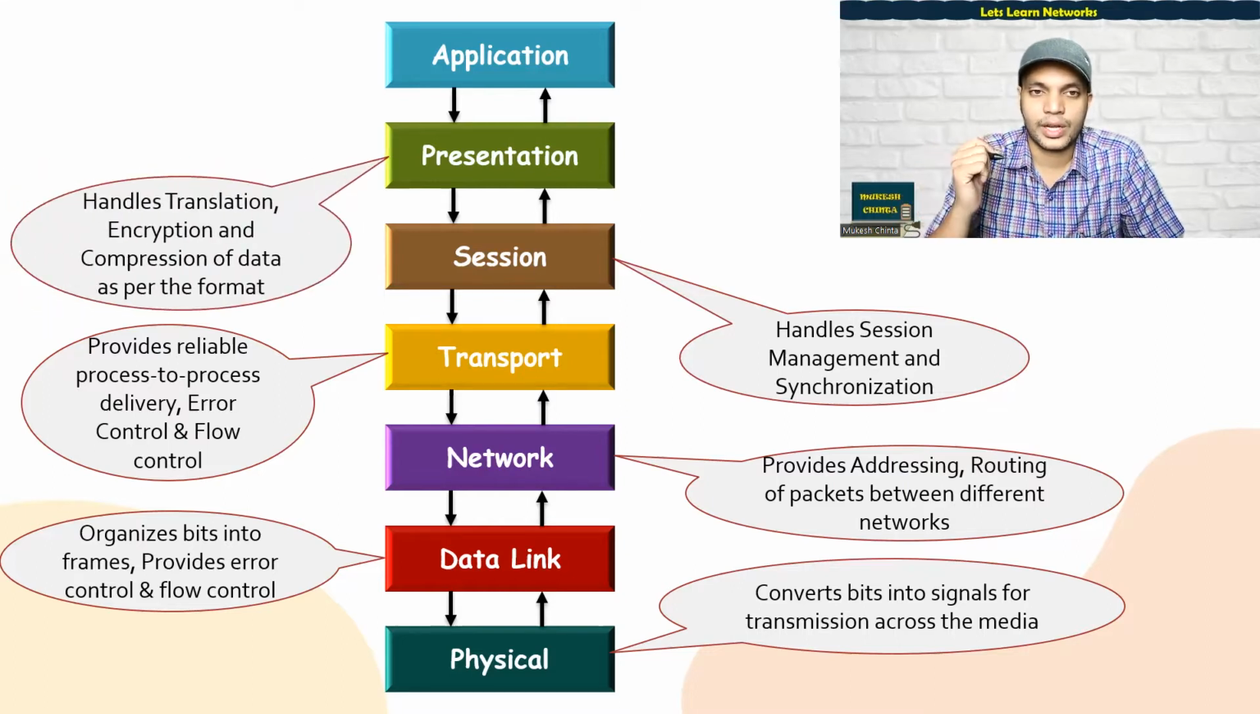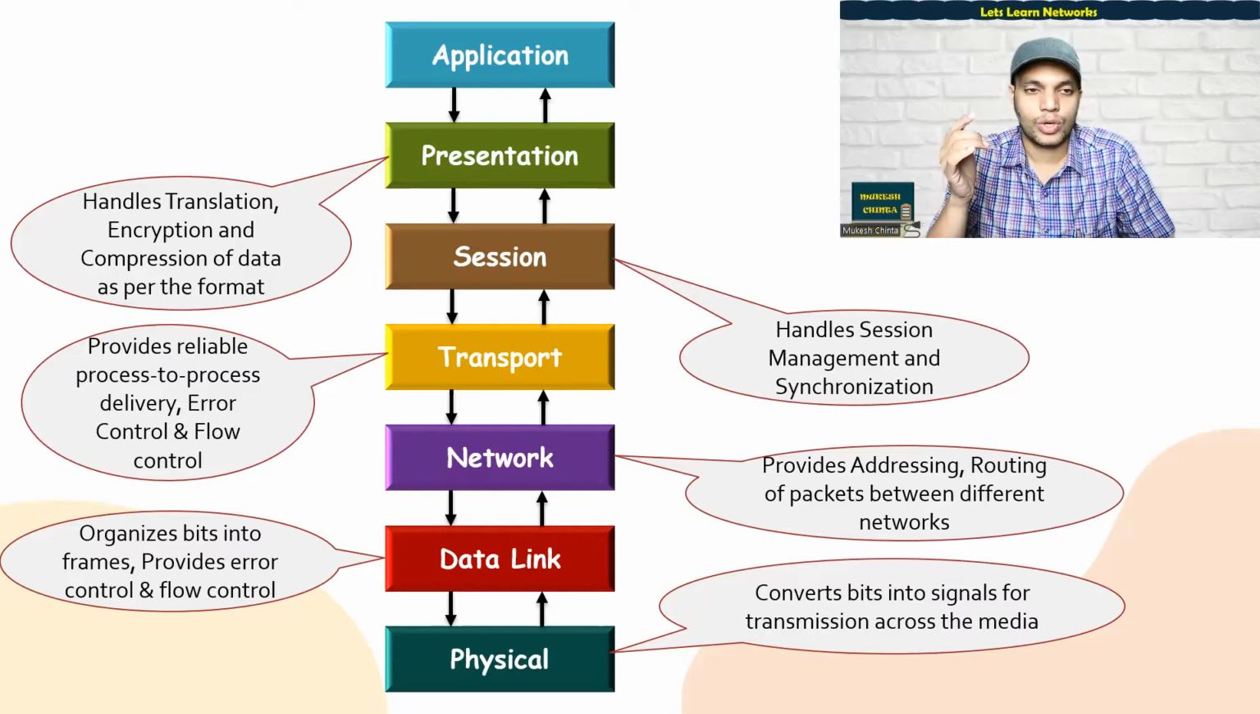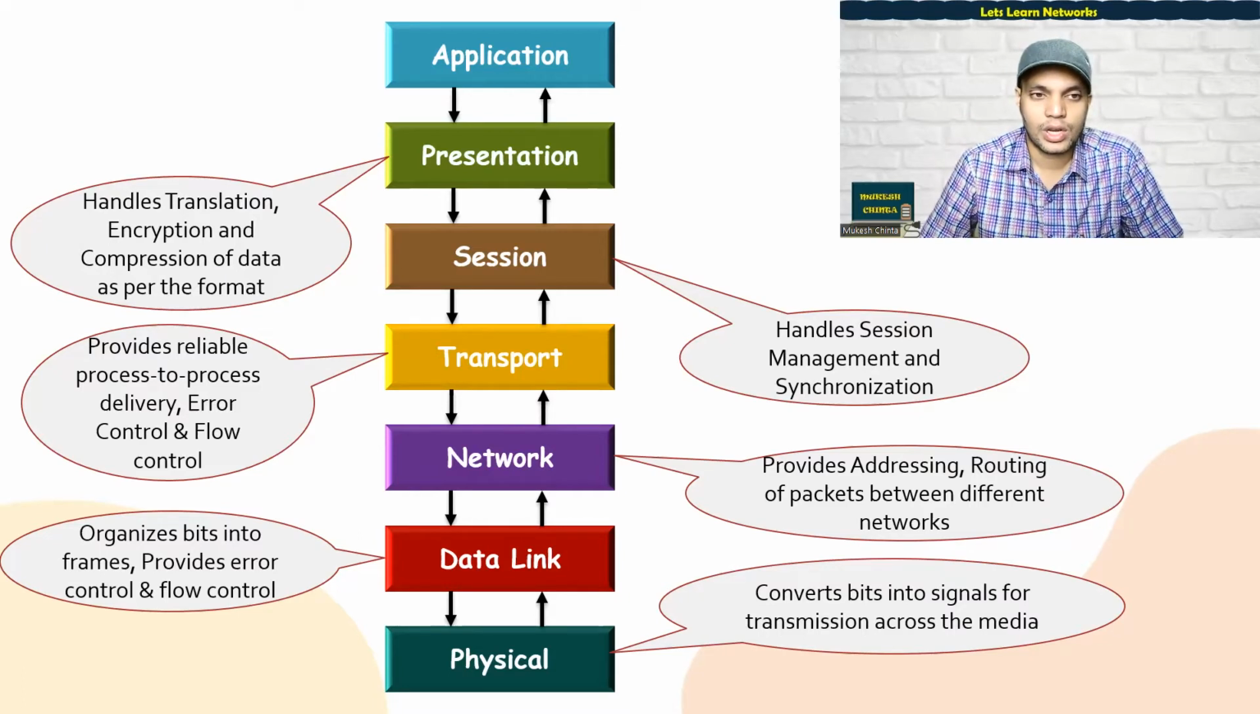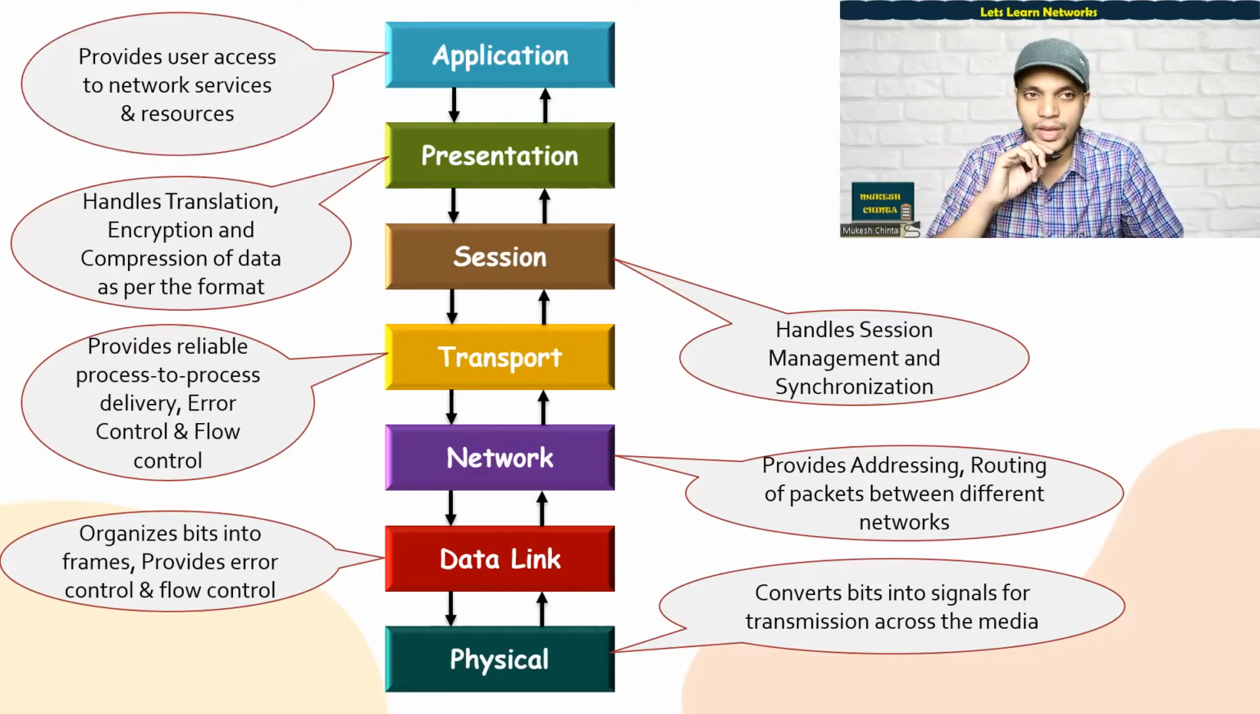And on top of the session layer is your presentation layer. The name itself tells you, it has to present the data to the application. So it handles translation, encryption, and compression of data according to the format or protocol required at the application layer. The final and top layer, which provides a user interface, is your application layer. Application layer is where a user can interact with the network services. It provides user access to network services and resources.